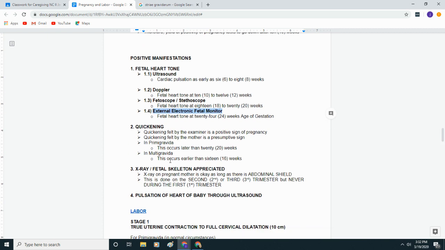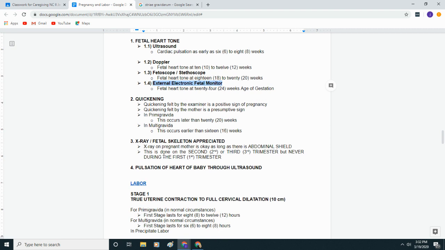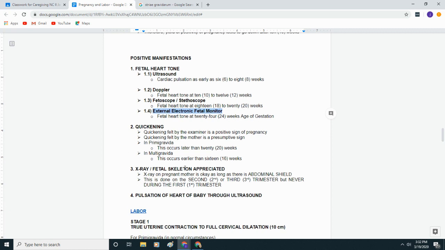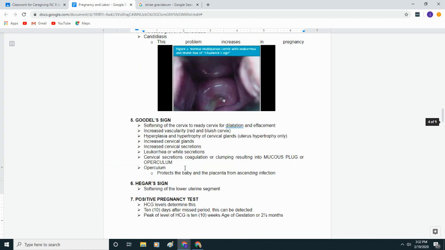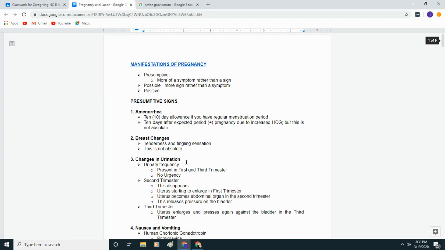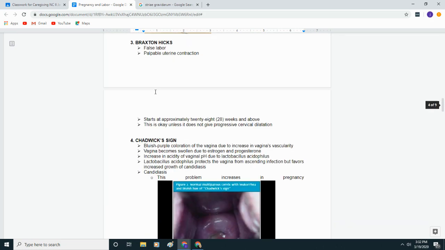So after that, we also have X-ray. So when there is a fetal skeleton already in our X-ray, we can say the mother is pregnant. Then, pulsation of heart of baby through ultrasound. So if there is a heartbeat na during the ultrasound. So, those are the positive signs. So, again, we have three: presumptive signs, possible or probable signs, and positive signs.